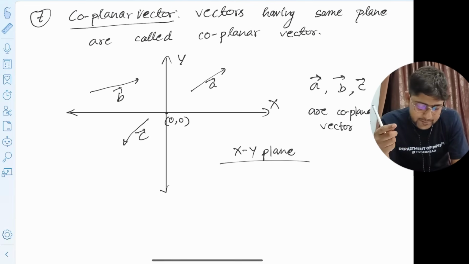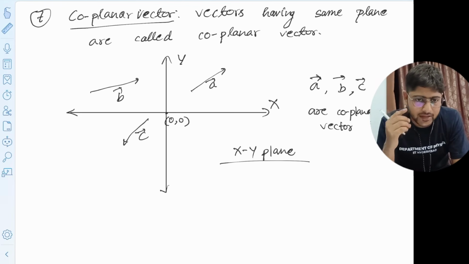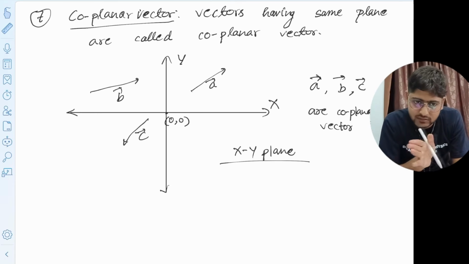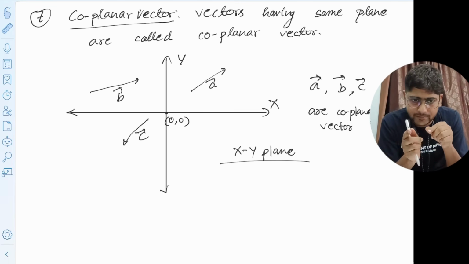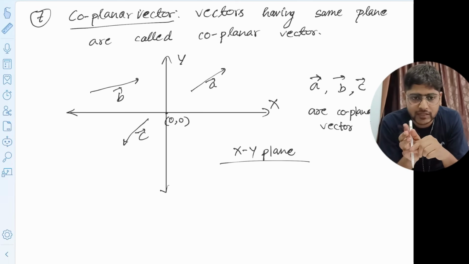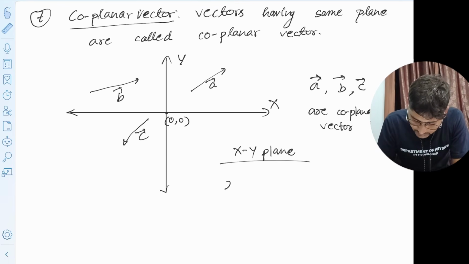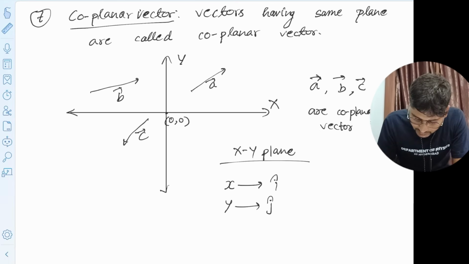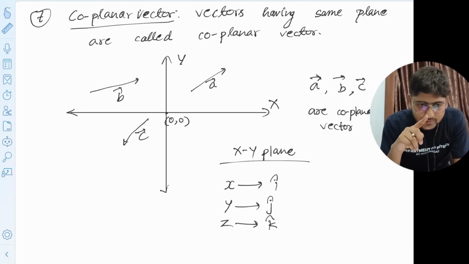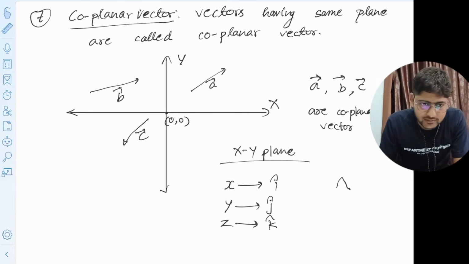In the next video we'll see the representation of the vector i cap. So I will give some information. Here we have the x-axis and y-axis. If we move along the x-axis, then the direction of moving on the x-axis will be given by i cap. The x-axis direction will be given by i cap, the y-axis direction by j cap, and the z-axis direction by k cap. Cap, you know how we make a cap? Cap is like this.